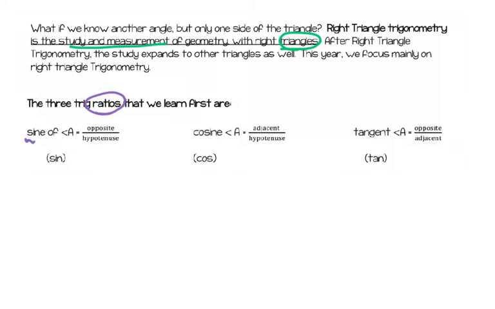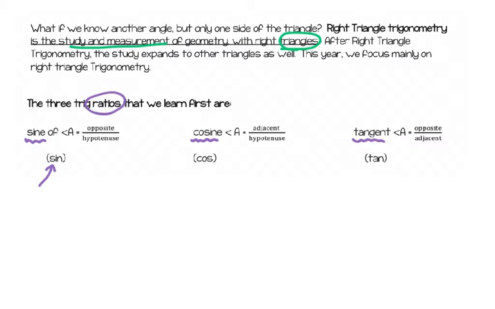The first one is called sine, and it's pronounced the same way that you say the word sine, but it's spelled S-I-N-E, and it's abbreviated with S-I-N. Please do not say sin. That is not how you say it. Okay, the next ratio is cosine, and the next one is tangent.